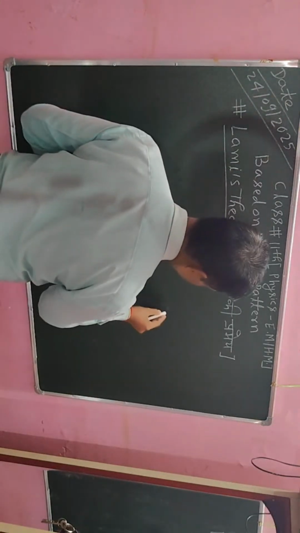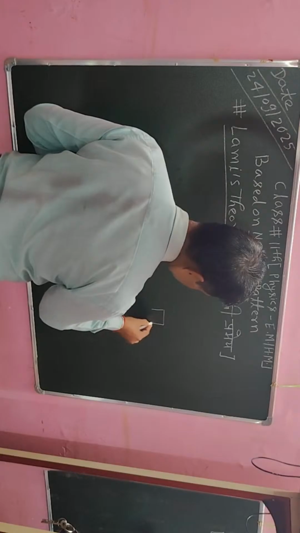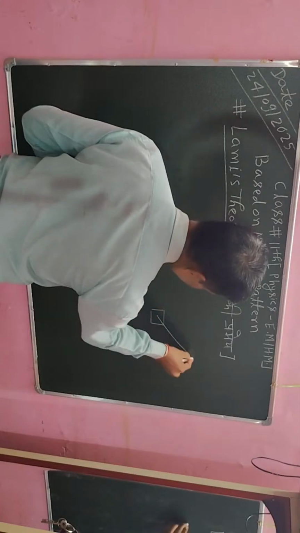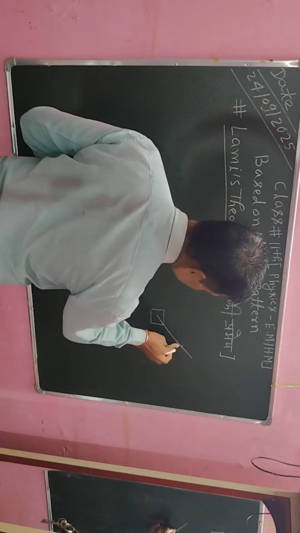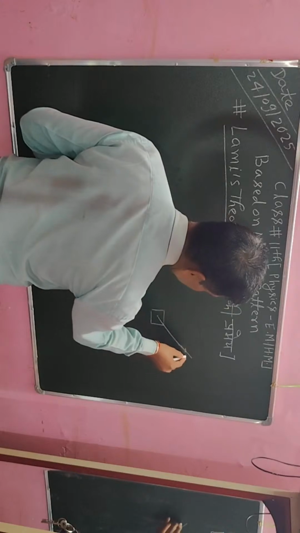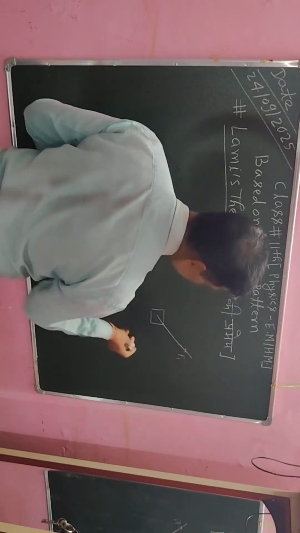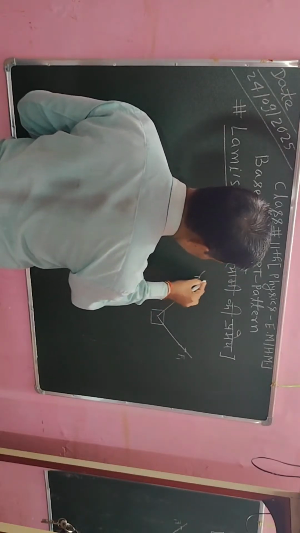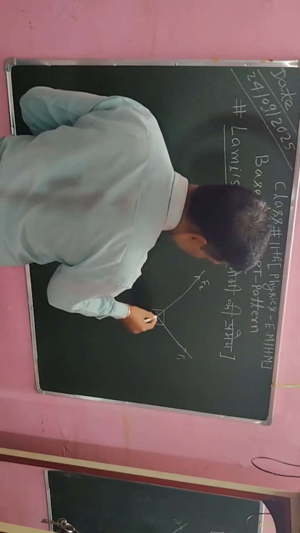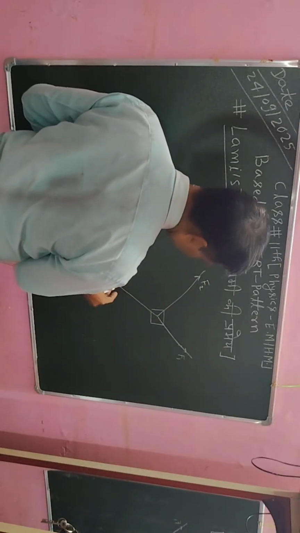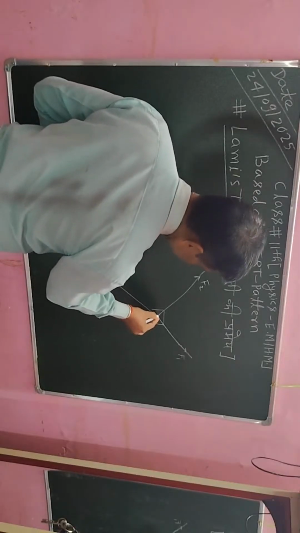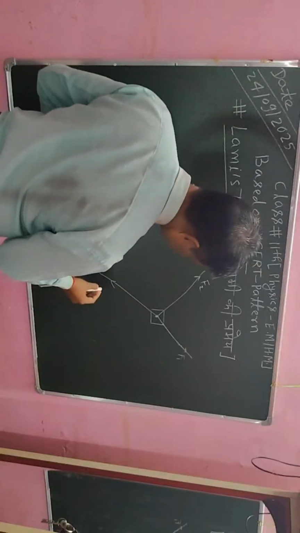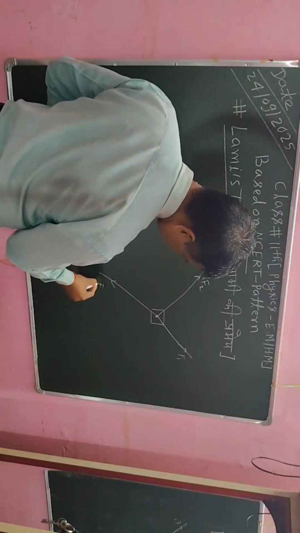Suppose one object is available here. If one force is applied at this point, I will say this is the force F1, and similarly another force is also applied on it, which I will say is F2, and another force is also acting on that object. That object means a particle or any body. Here I will say this is the force F3.